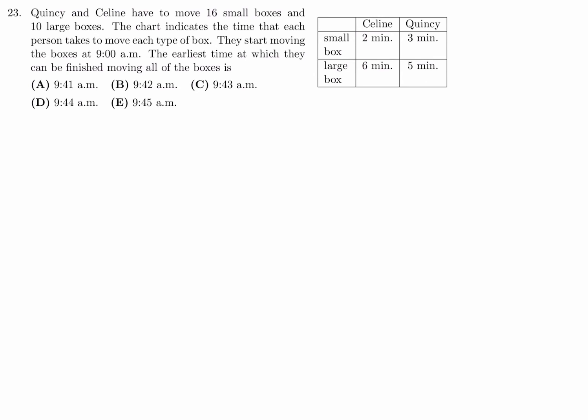So, this is all trial and error unless you have a system, which is very possible, but the system will also involve trial and error. I'm certain of it. So hopefully this won't take us too long. Celine and Quincy. So let's just start with some basic scenarios. The first one is, since Celine takes only 2 minutes to move a small box and Quincy takes a little bit longer, I'm going to give all the small boxes to Celine.